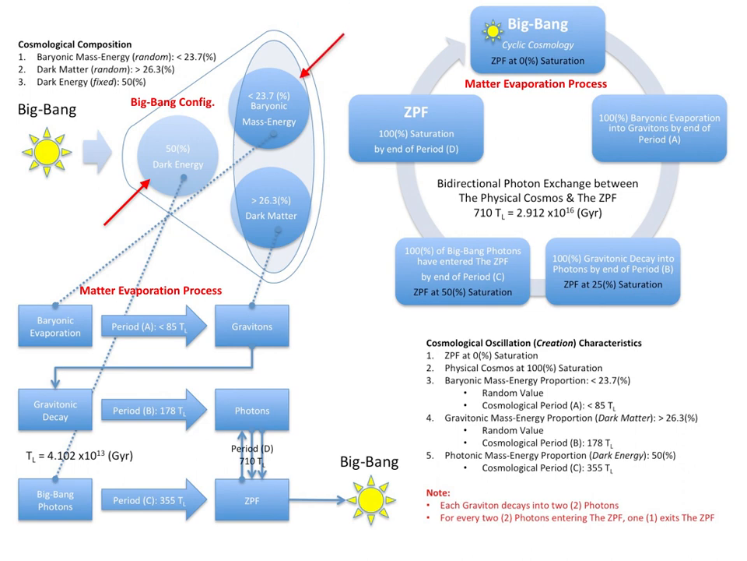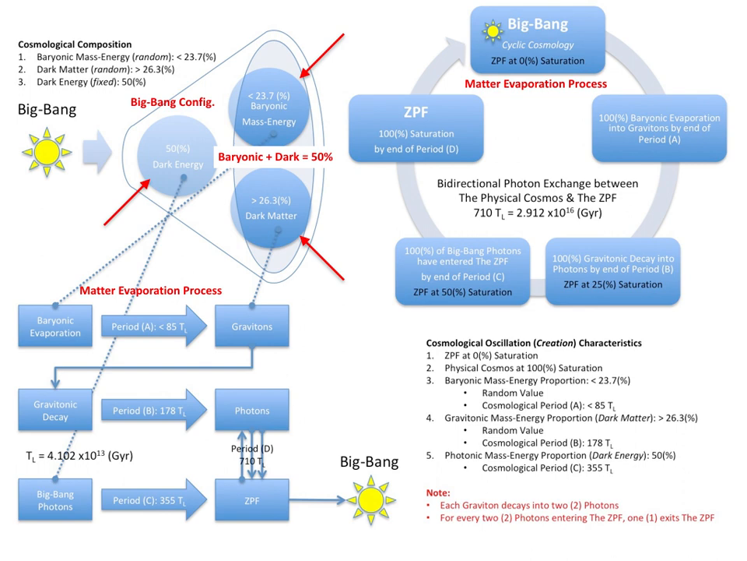With each Big Bang, the quantity of baryonic matter created is randomly set to less than 23.7%. Similarly, the quantity of dark matter created is greater than 26.3%. However, the quantity of baryonic matter and dark matter combined always equals 50%.